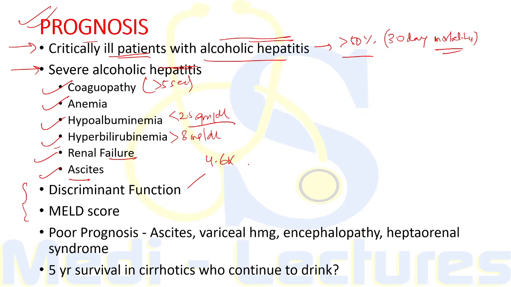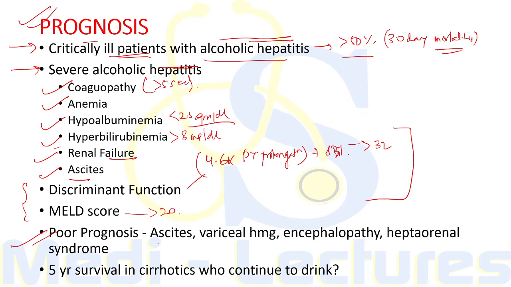First one is the discriminant function. The formula is 4.6 multiplied by PT prolongation, and this value is added to the serum bilirubin. Now, if it is more than 32 or the MELD score is more than 20, then it is associated with significant mortality in patients of alcoholic liver disease. Poor prognosis, as we have discussed, is associated with ascites, variceal hemorrhage, encephalopathy, hepatorenal syndrome. And what is the 5-year survival rate in cirrhotics who continue to drink? This will obviously be less than 50%.